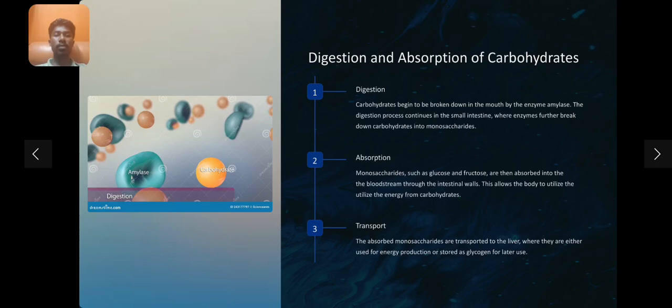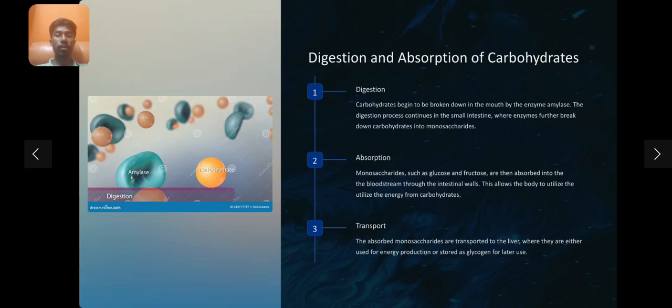Absorption of carbohydrates. Digestion. Carbohydrates begin to be broken down in the mouth by the enzyme amylase, and the digestion process continues in the small intestine, where enzymes further break down carbohydrates into monosaccharides. Absorption. Monosaccharides such as glucose and fructose are absorbed into the bloodstream through the intestinal walls. This allows our body to utilize energy from carbohydrates.